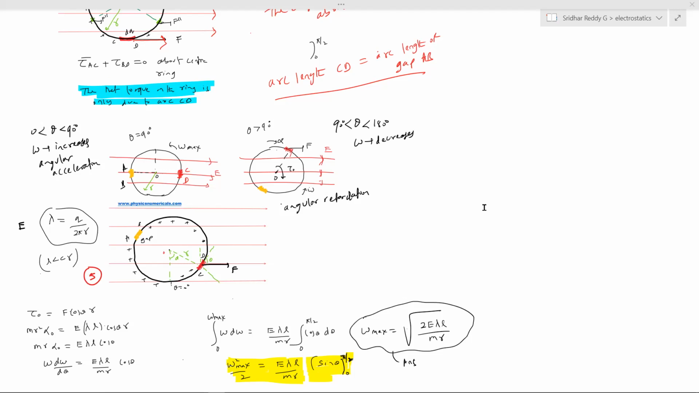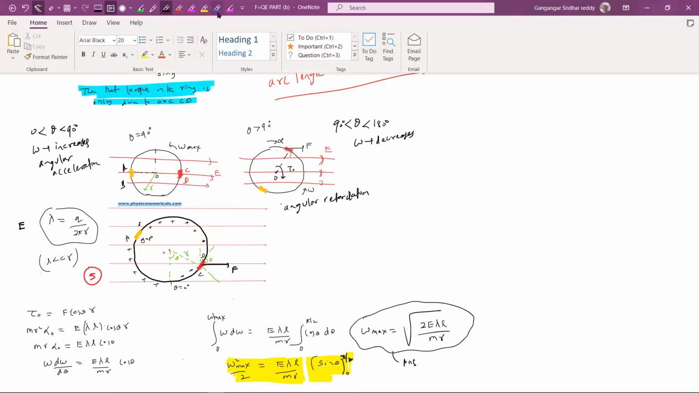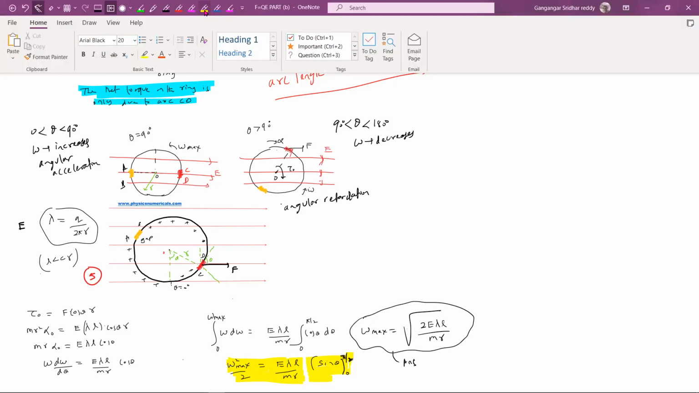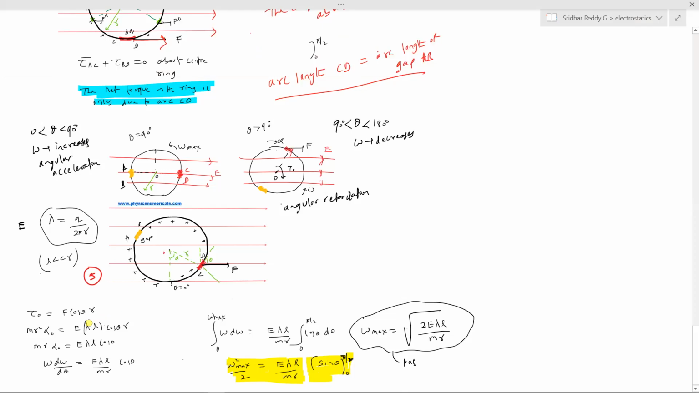Okay, let me come to this position. Let me take the pointer. I can explain easily. Where is the green color one? Yeah. Is it visible? Hello? Yeah.